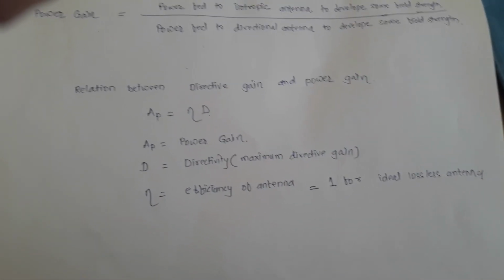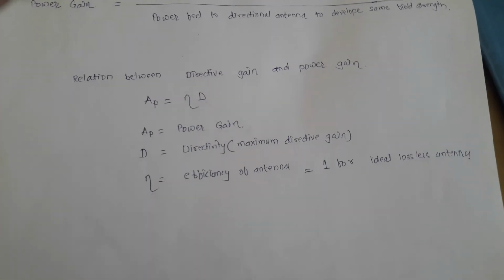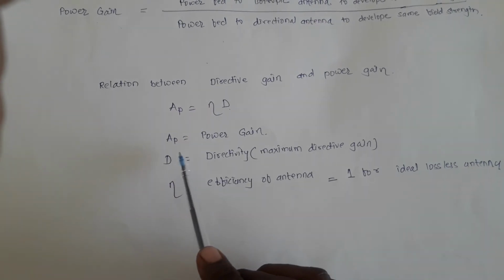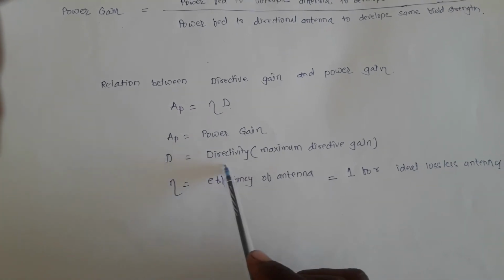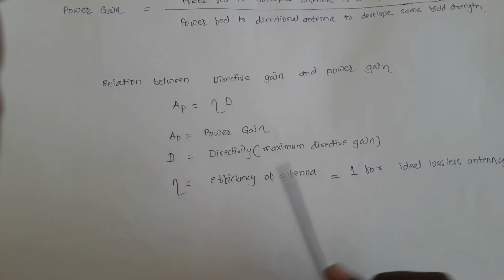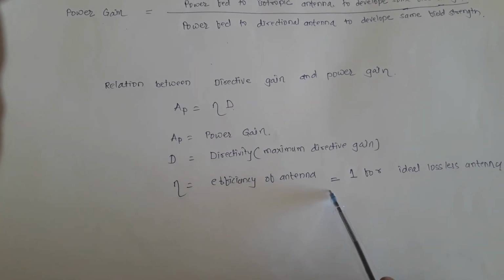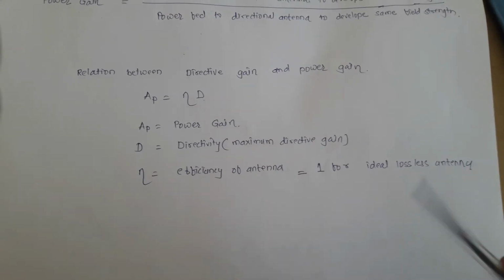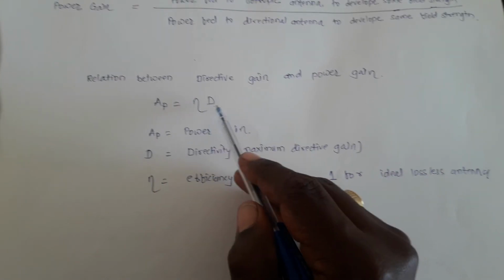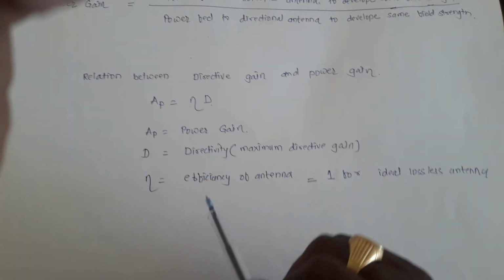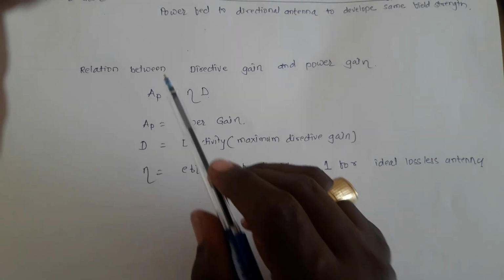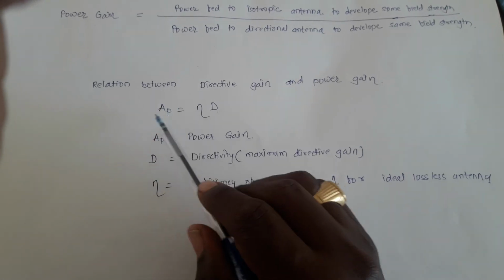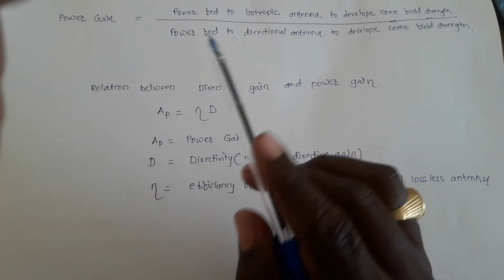These two gains, the directive gain and the power gain, are related with each other by an equation: Ap = eta D, where Ap is the power gain, D is the directivity, the maximum directive gain, and eta is the efficiency of the antenna. It is always 1 for an ideal lossless antenna. When the directive gain is multiplied with the antenna efficiency, it directly gives the power gain, so the ratio of power gain can be calculated from the input power given.